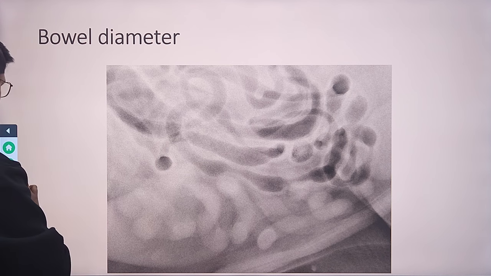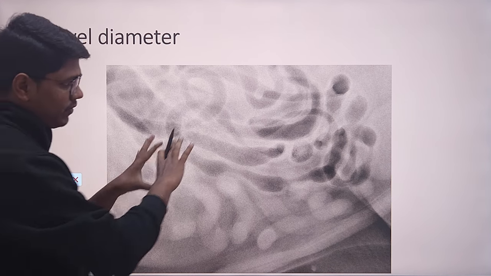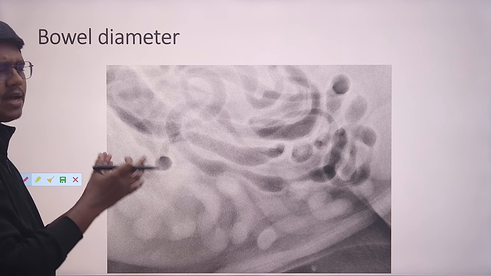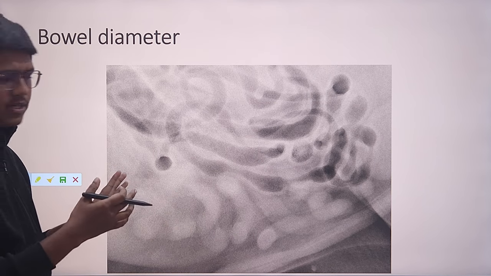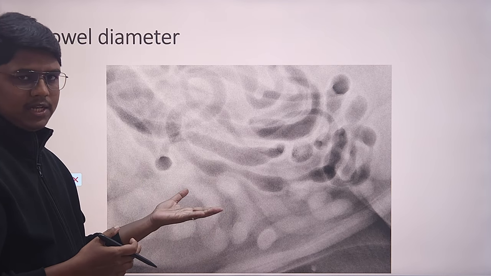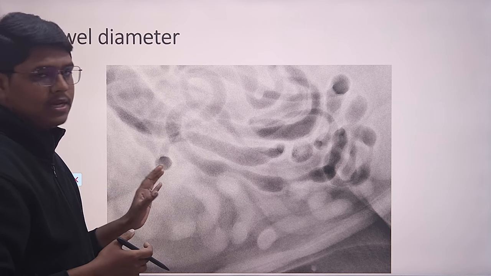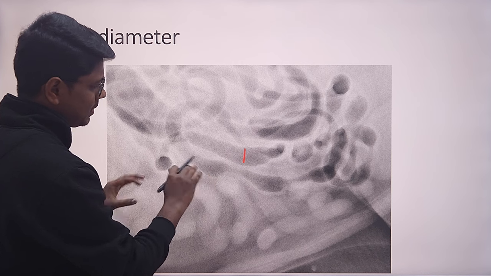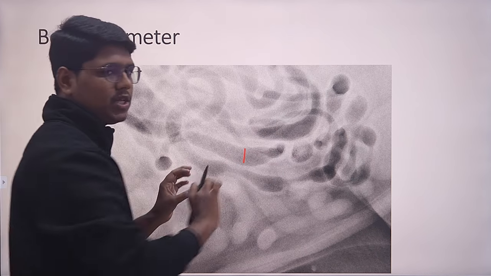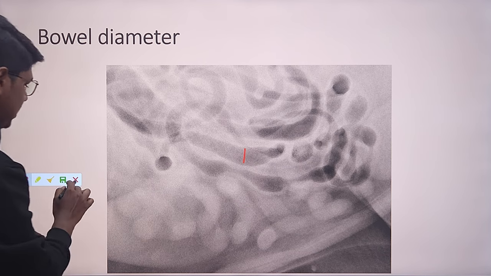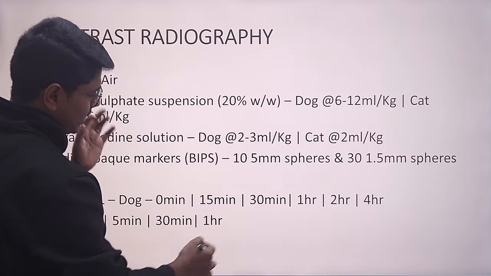Next, the bowel diameter. I told you the bowel diameter should be uniform all across the intestines. Duodenum can have a slightly larger diameter, but all the other parts, jejunum, distal duodenum and the ileum, will have a similar diameter. There might be a slight variation, like 1 to 2 mm, but throughout they will have a uniform diameter. This is the normal survey radiograph finding.